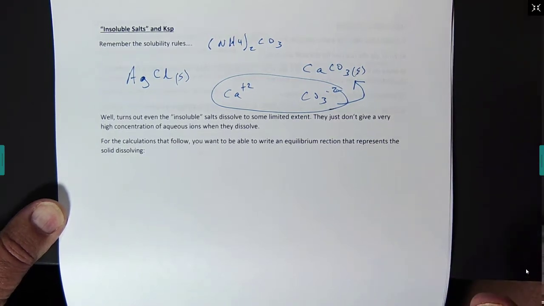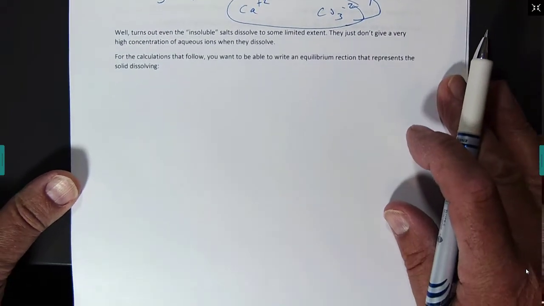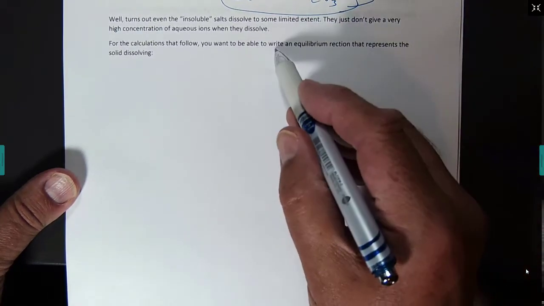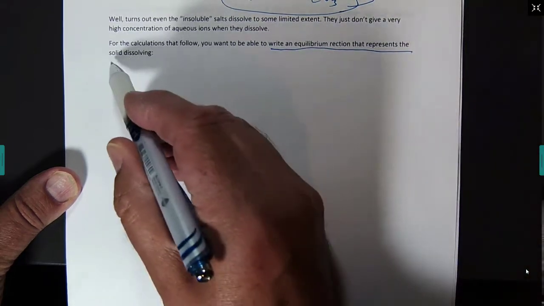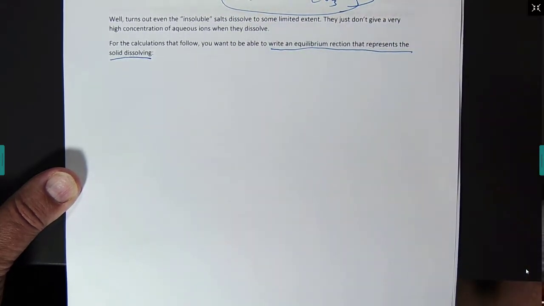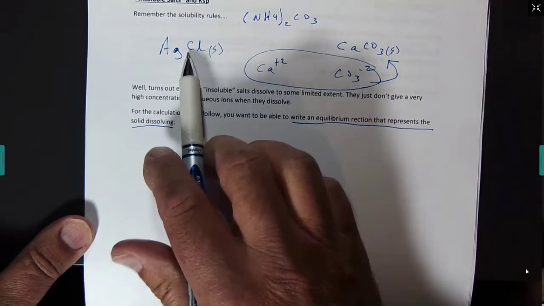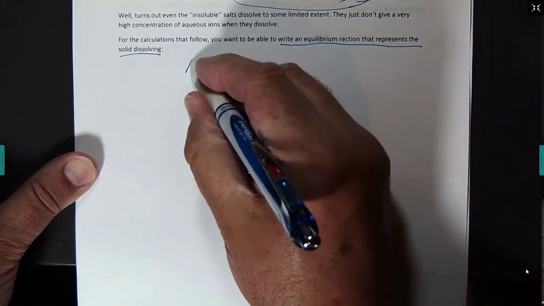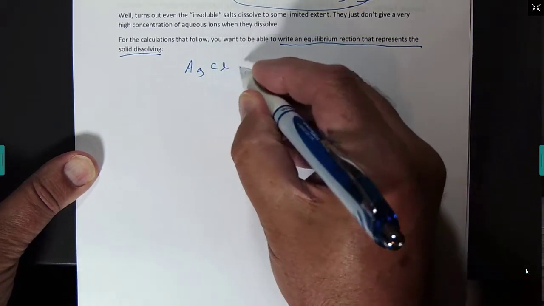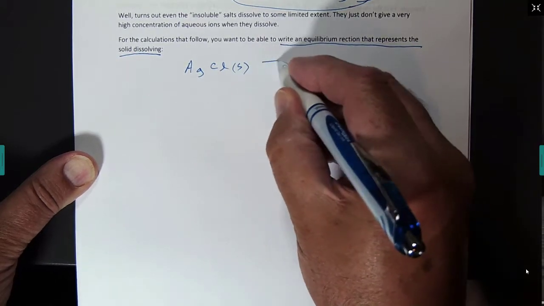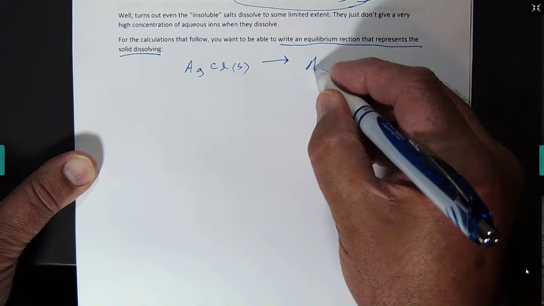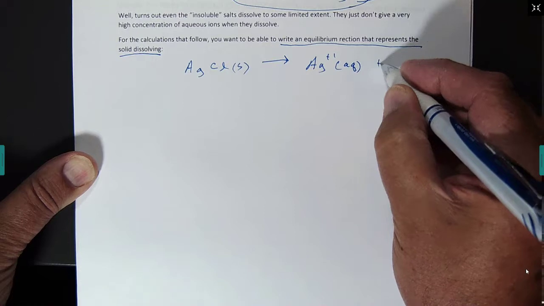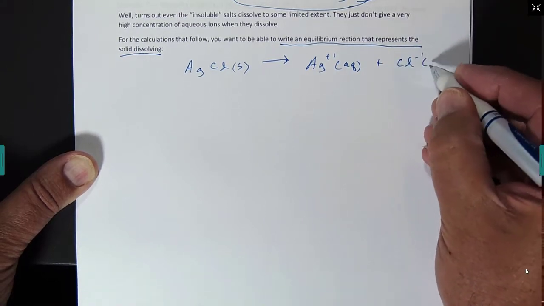Now, for all the calculations we'll be doing, and there's quite a few calculations coming up here, you want to be able to write an equilibrium reaction that represents the solid material dissolving. So, silver chloride. If you had to write a reaction that represented silver chloride dissolving, pretty simple. Silver chloride, solid, you drop it into water, it dissolves to give you silver ions, which are aqueous, and chloride ions, which are aqueous.